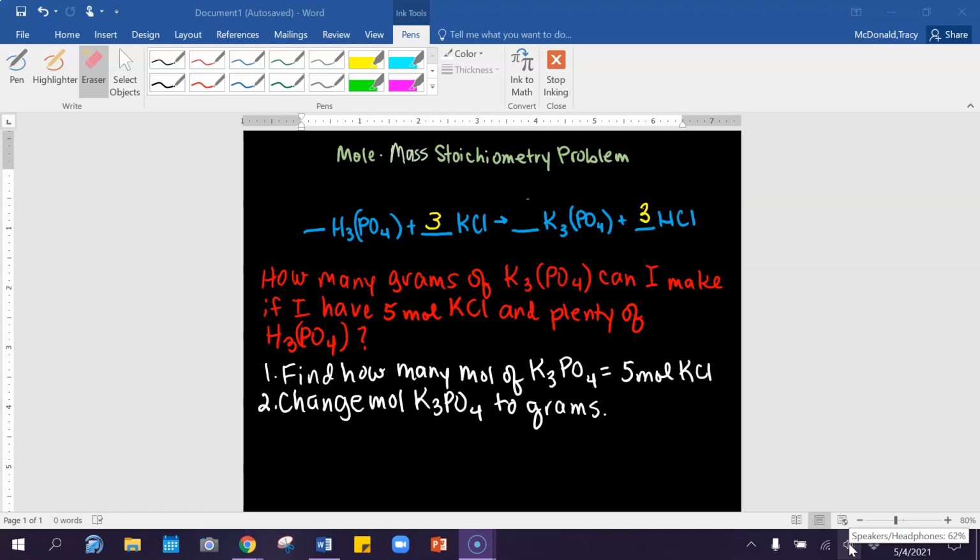This is a mole-mass stoichiometry problem, and we're using the same equation that we used before. I still have my coefficients here, so I know that my equation is balanced, but remember that that's always the first step whenever you're doing any kind of stoichiometry problem: to ensure that you have a balanced equation so that you know the quantity of reactants that you need in order to create whatever quantity of products you want. So let's take a look at my mole-mass stoichiometry problem.